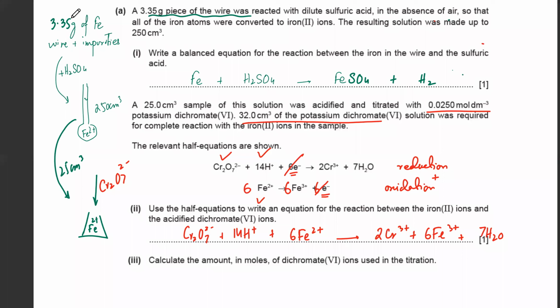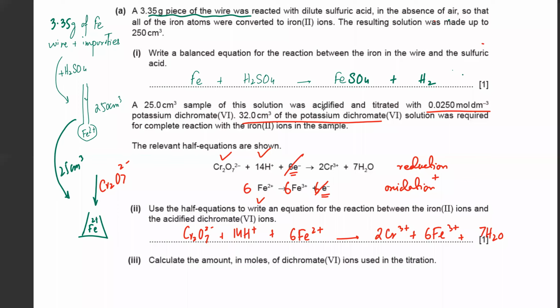So the entire question is: you took an impure wire, dissolved it in H2SO4, and it got converted into iron 2+ ions. So you got a 250 cm³ solution of iron 2+ ions. You took 25 cm³ of that solution and reacted it with Cr2O7 2-. And he gave you the concentration and the volume. Tell me what the moles are.